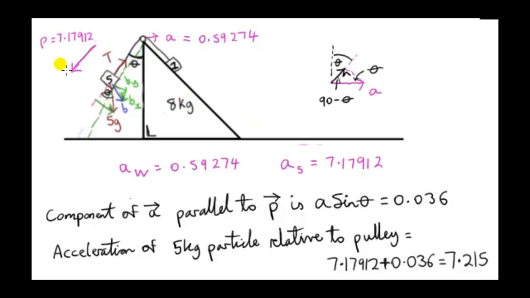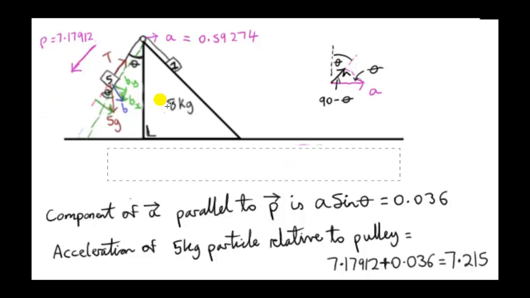P came out to be positive as well, so just as we expected, the 5 kilogram mass is moving in its positive direction, which is down this way. Now let's look at the acceleration of the 5 kilogram mass relative to this pulley. Well, we get the component of the acceleration of the wedge in the direction of the 5 kilogram mass. That's parallel to this vector here. So we have to project the tip of A onto this line here.